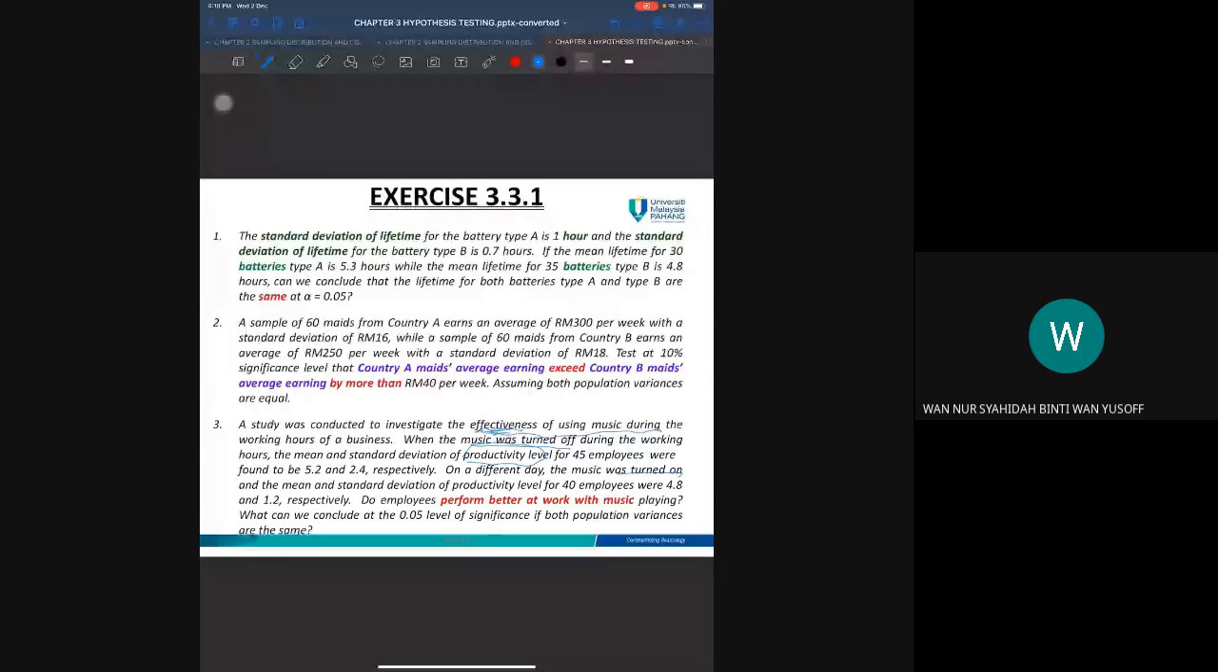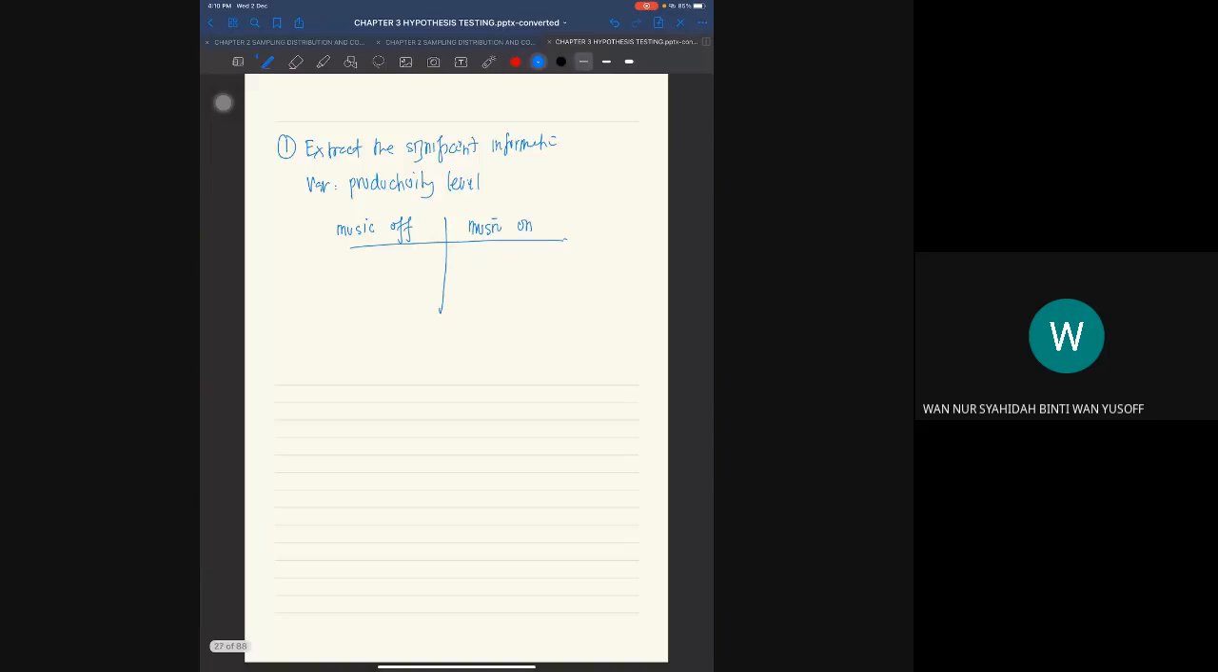So 45 employees here, what is that? It is n. And 5.2 is the mean, the notation is X-bar. Then we have 2.4 here, it is s. So you can write here.